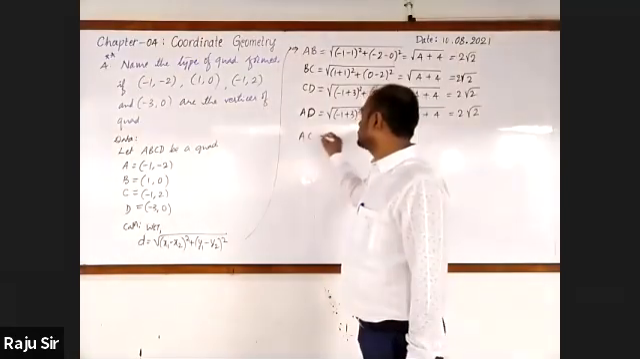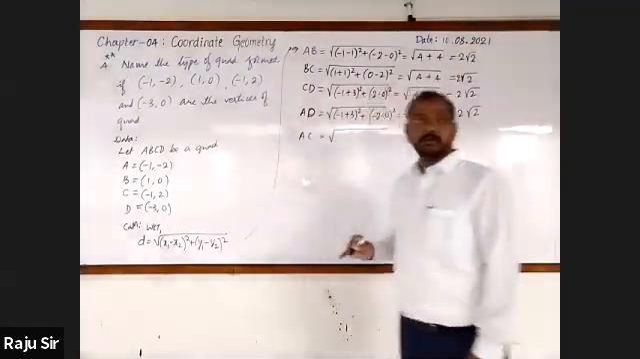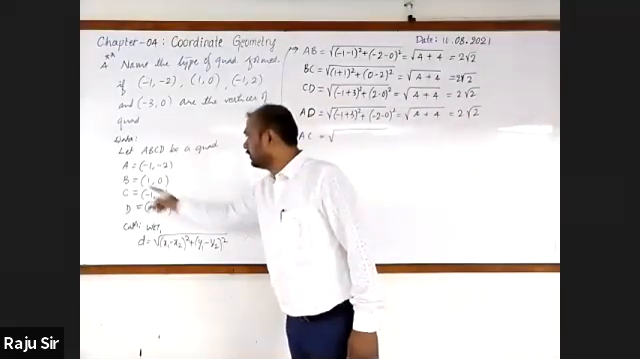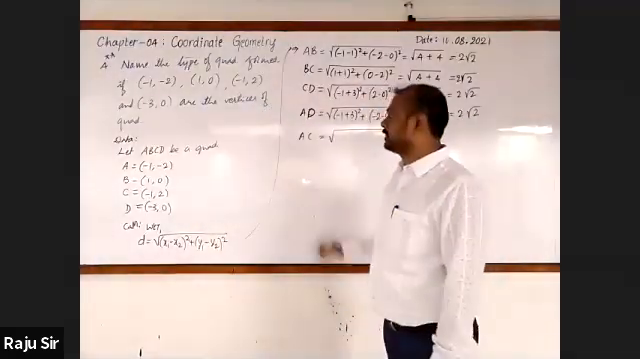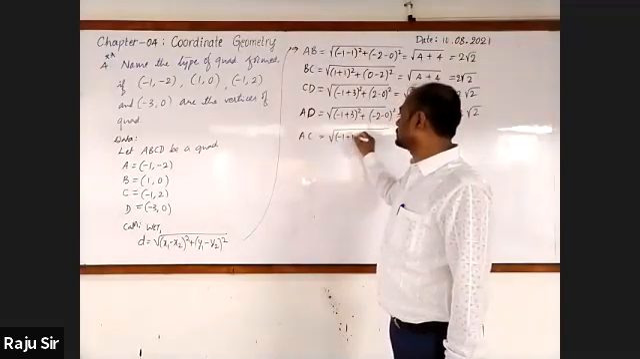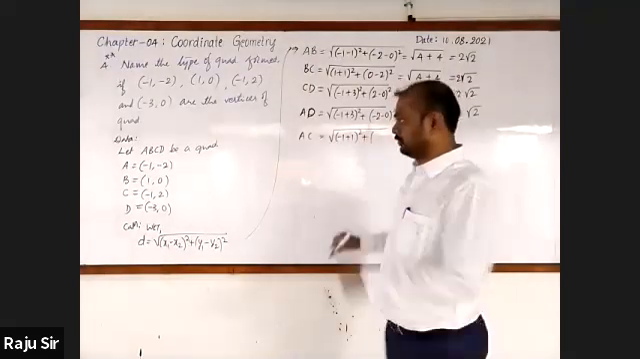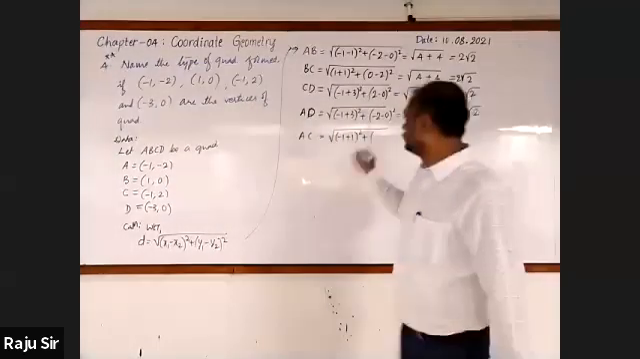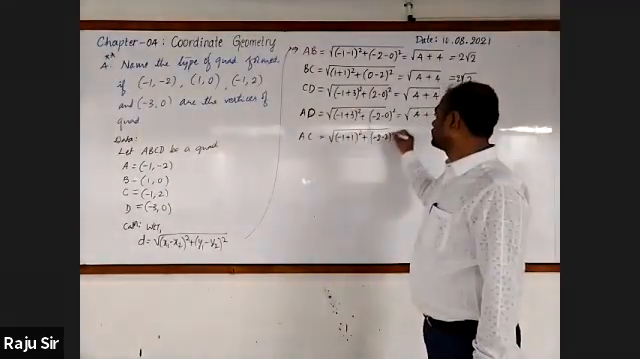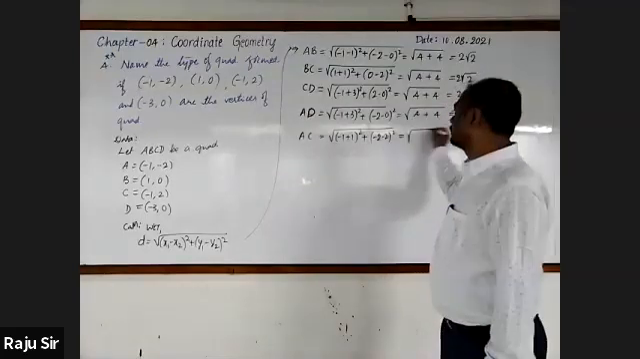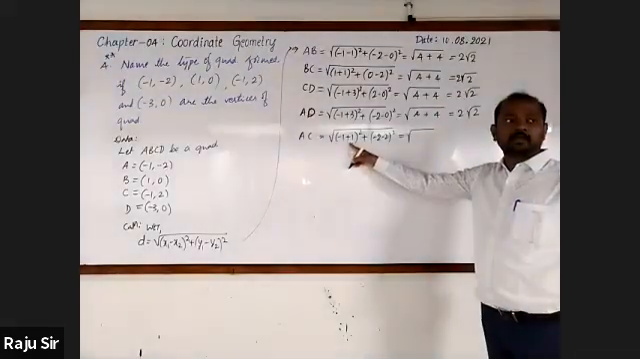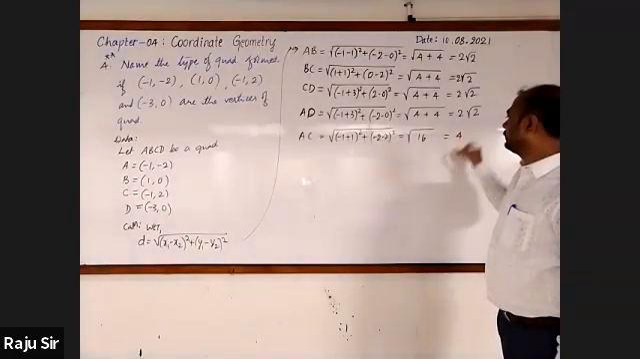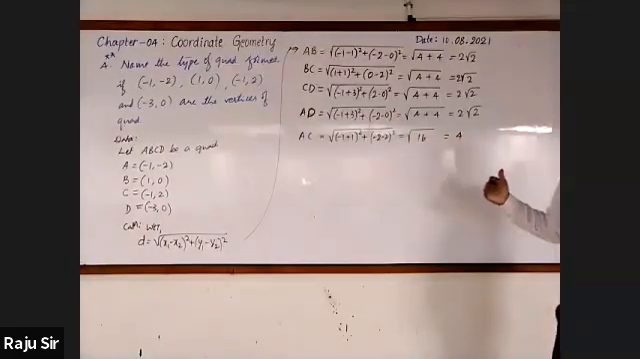Diagonal AC equals the square root of (here minus of minus 1, minus 1 plus 1) whole square, plus (here minus 2, minus 2 minus 2) whole square. It is equal to the square root of 0 whole square plus 4 whole square. This is 16, which will be 4.